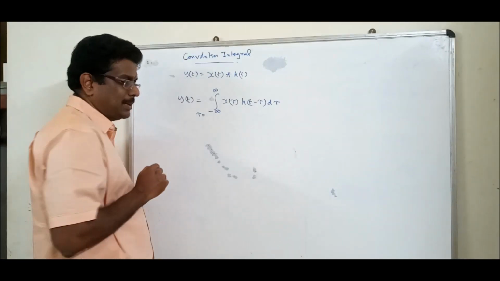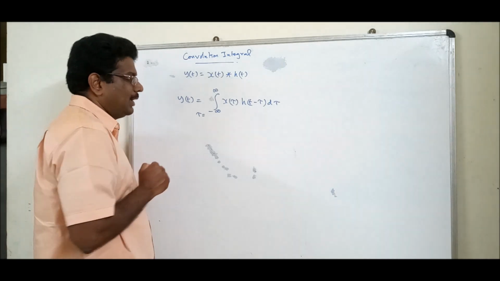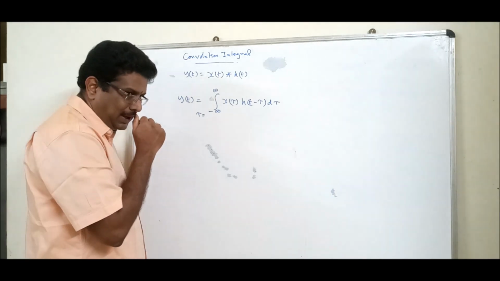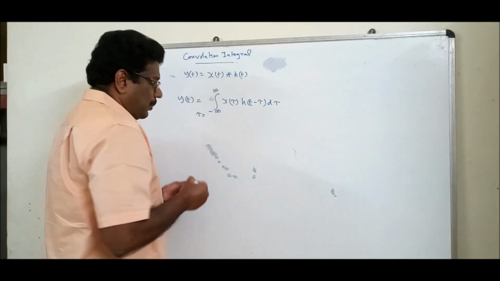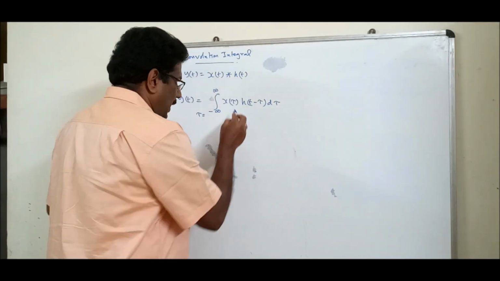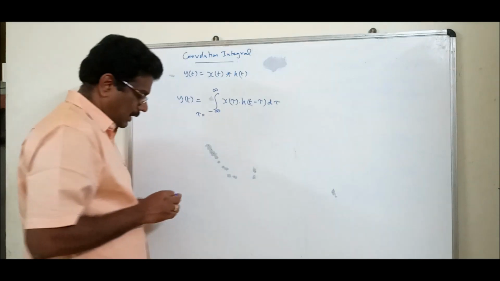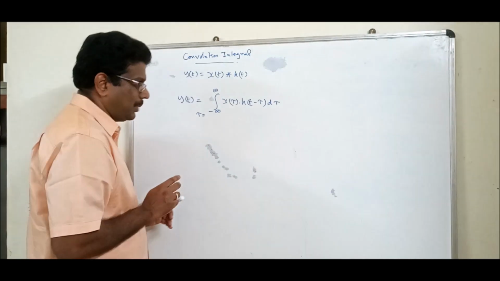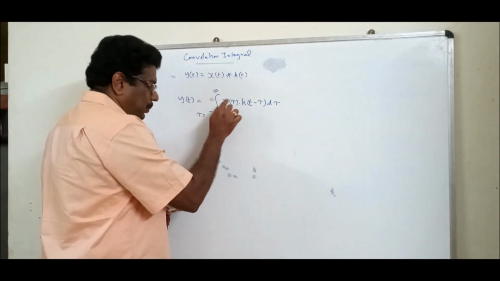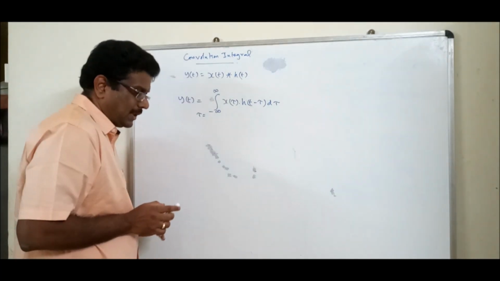This is a convolution symbol in continuous domain. I told convolution has three operations: sum, which is nothing but integration, product, and we do have time shifting. Convolution is a mathematical operator which has three operations: sum, product, time shift.